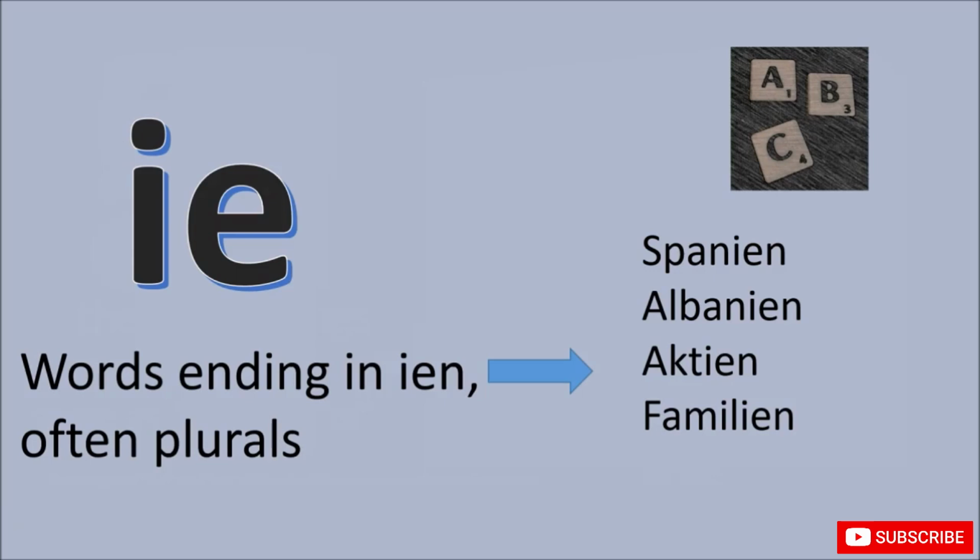And if the word ends in en, that often includes plurals, it is pronounced en. So Spanien, we've got some countries here, Albanien, Aktien, remember we already had Aktie, and Familien, and we had Familie.